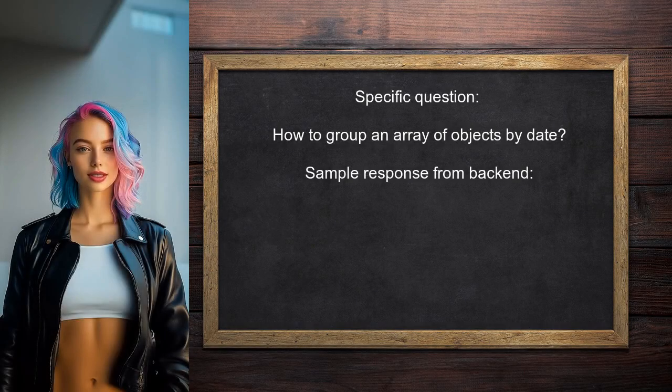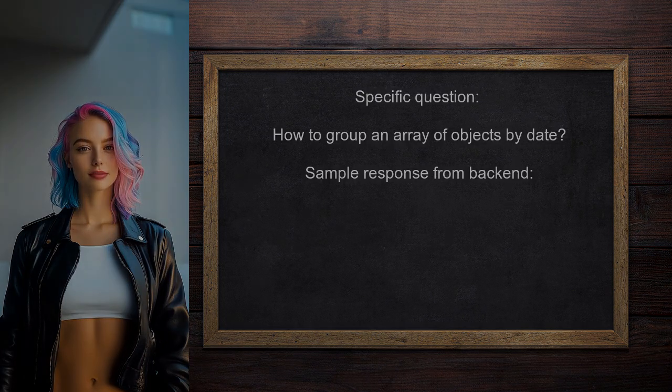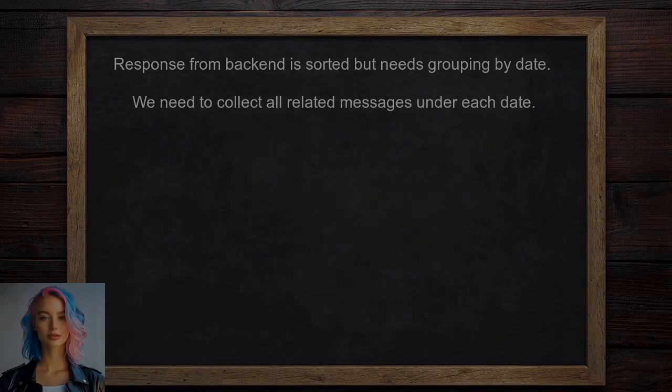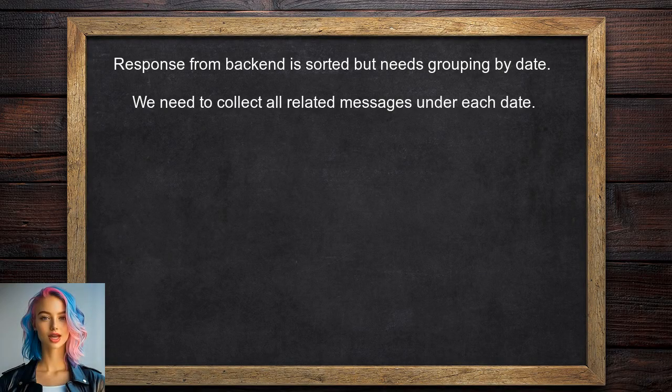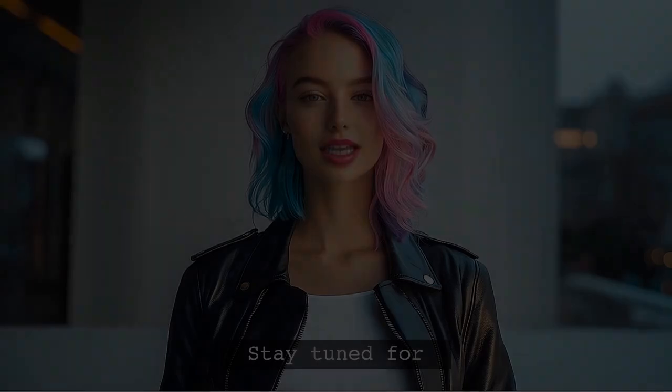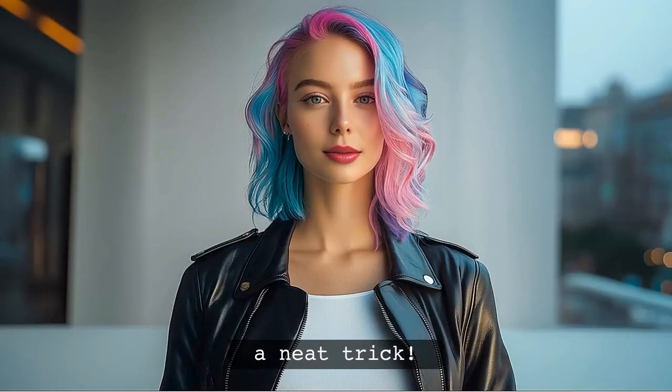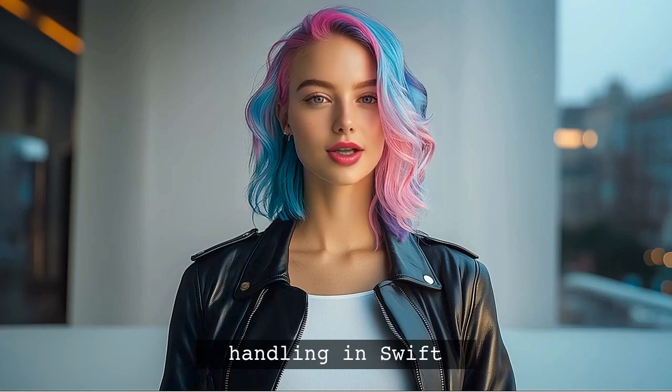Here's the specific question we're addressing. One user asked how to group an array of objects by date when the response from the backend is already sorted. They provided a sample response that looks like this. The response from the backend is sorted, but needs to be grouped by date. This means we need to take each date and collect all related messages under it. Let's dive into how we can achieve this. Stay with me until the end, because I have a neat trick that will make your data handling in Swift much easier.